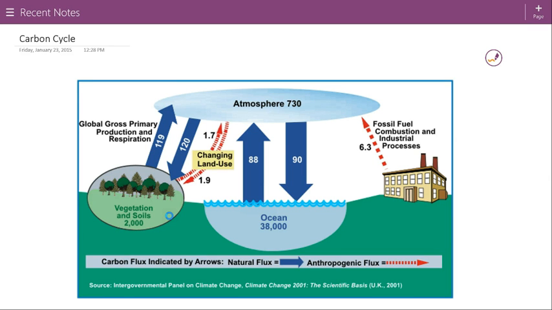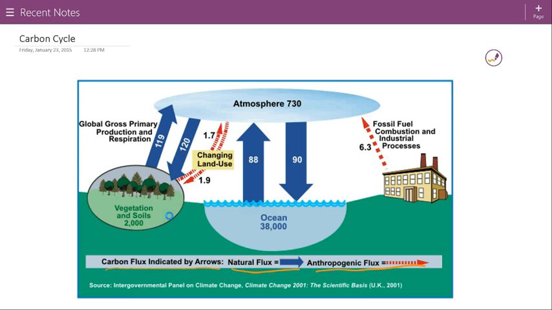Okay, so we've got a couple different diagrams that we're going to be looking at. As you can see here, it says that the carbon flux is indicated by arrows, so the direction the arrow is pointing is the direction the carbon is going. There's the natural flux that happens all the time anyway, and then there's the anthropogenic flux, which is basically human contributions and human changes in the carbon cycle.